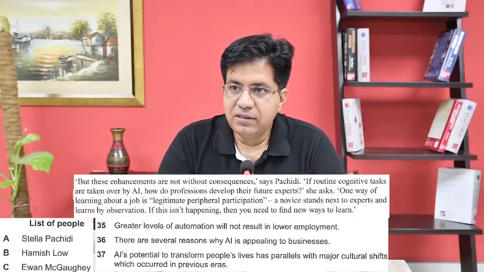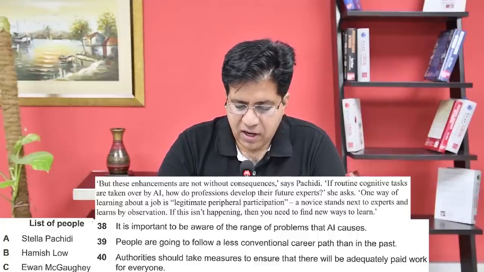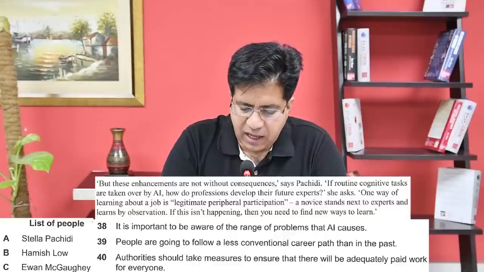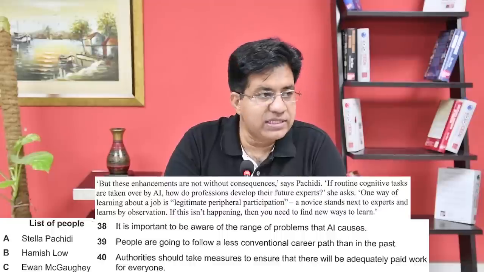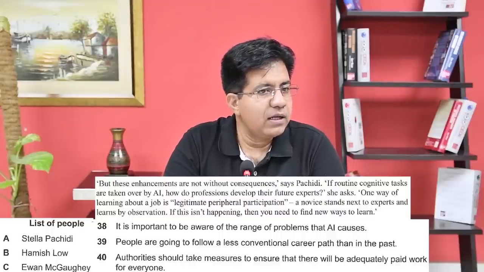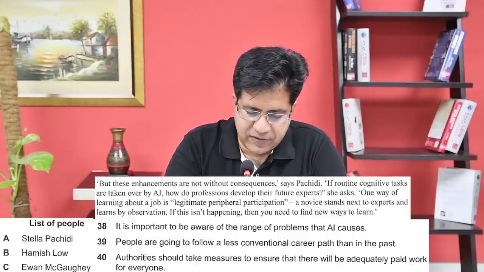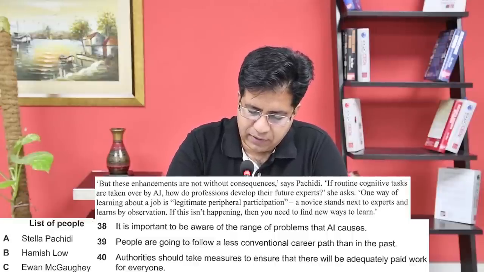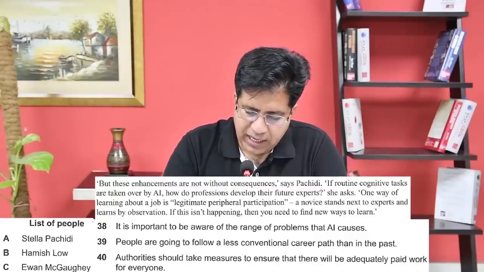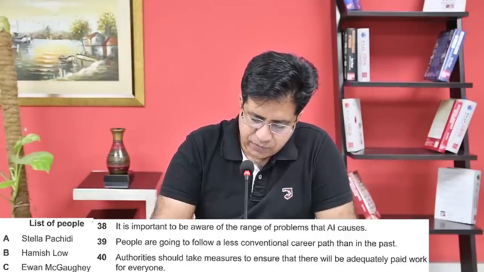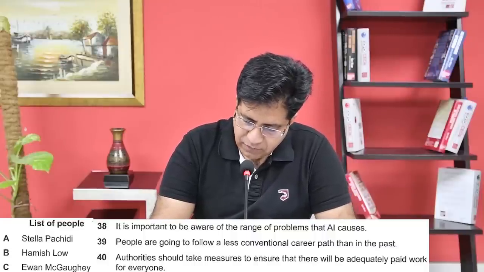Question number 38. It is important to be aware of the range of problems artificial intelligence causes. For range of problems, they use the word consequences. Clear? So we have answered 35 and 38. Okay, now we go on to Hamish. Let's go on to Hamish. What do they say about him? Where is Hamish?